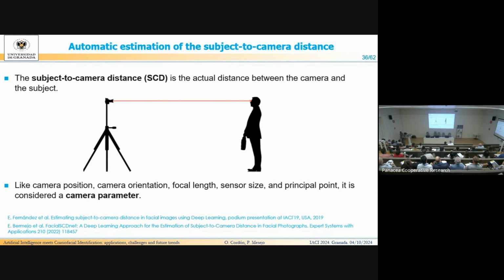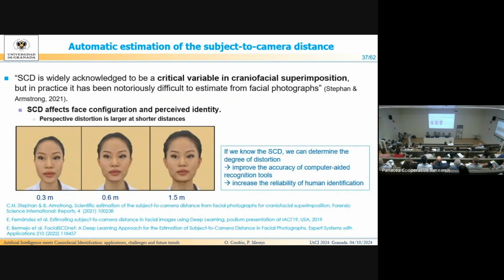Then also with Enrique Bermejo and Enrique Fernandez, we were working on the estimation of subject to camera distance. If you are not aware of this concept, it's the actual distance between the camera and the subject, and the same as camera position, camera orientation, focal length, and so on, it is considered a camera parameter. As Stefan and Armstrong wrote in 2021, subject to camera distance is widely acknowledged to be a critical variable in craniofacial superimposition, but in practice, it has been notoriously difficult to estimate from facial photographs. We try to contribute a little bit here.